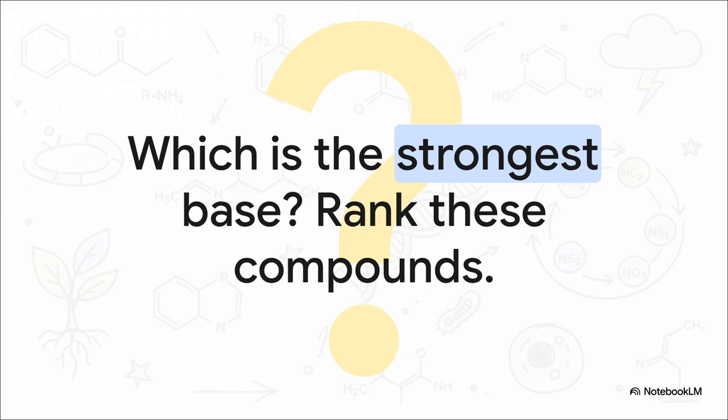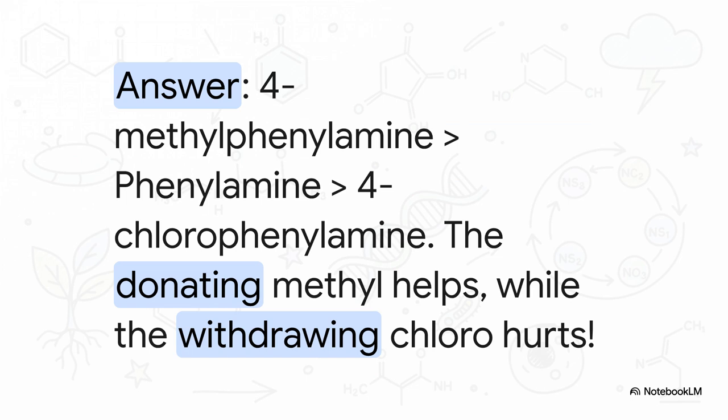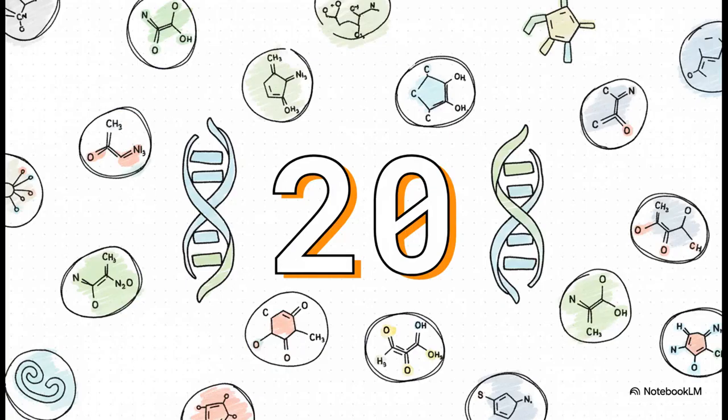And here's the answer. 4-methylphenylamine is the strongest base. Why? Because that methyl group is electron-donating. It helps push density towards the nitrogen, making it more basic. On the other end, the chloro group is electron-withdrawing. It pulls density away, making that lone pair less available and making it the weakest base of the three. Phenylamine, with no help and no hindrance, sits right in the middle. Makes sense, right? That ability to tweak basicity is just one tiny example of how small changes have huge effects.